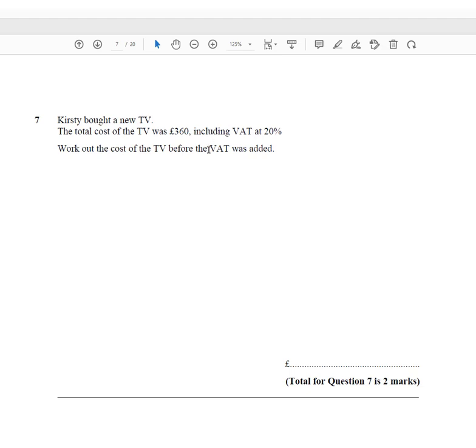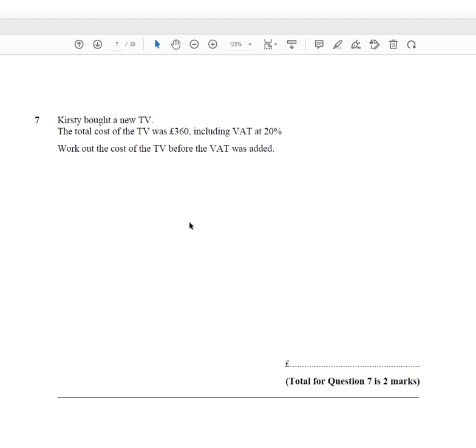So the way to do this question, if you haven't got a calculator, and this is reasonably easy numbers because you haven't got a calculator, is to start off and say, right, well, I started off with 100% and I added on 20%. So this represents 120% of the original price. So write down literally 120% equals 360. Now what you want to find out is 100%.